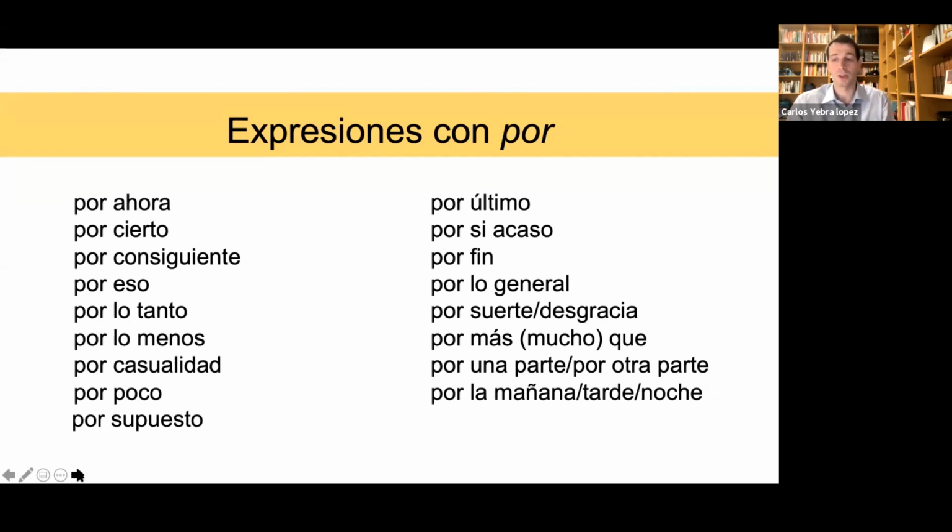Por suerte, luckily. Por desgracia, unfortunately. Por más, por mucho que, no matter how much I try. For instance, por más que intento, no consigo entender el subjuntivo. No matter how hard I try, I cannot understand the subjunctive. Por una parte, on the one hand. Por otra parte, on the other hand. Por la mañana, in the morning. Por la tarde, in the afternoon. Por la noche, in the evening or at night.